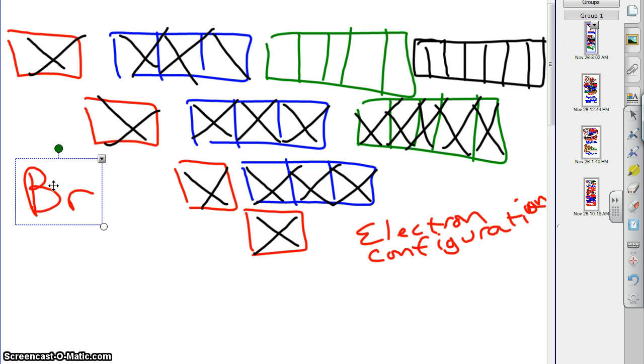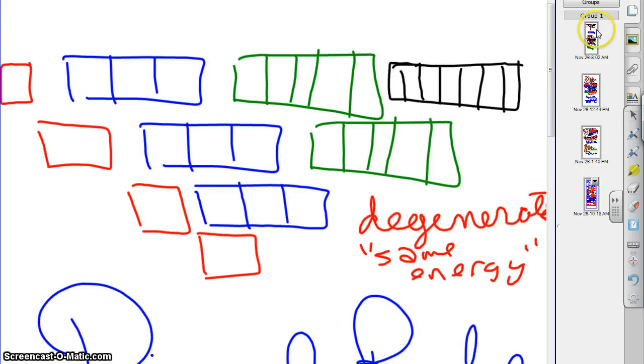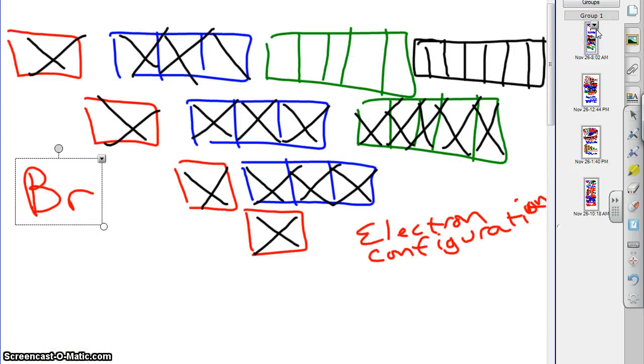And so it still follows the diagonal rule, which is back here. So we're still going to go in the same order: 1s, then 2s, then 2p, then 3s, then 3p, then 4s, then 3d, then 4p, and so on. We're still going to do all that, but this time we are going to not draw it, but say it.